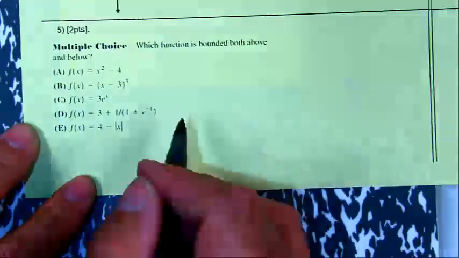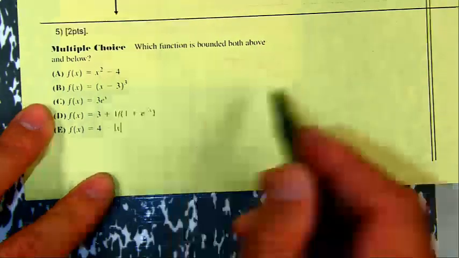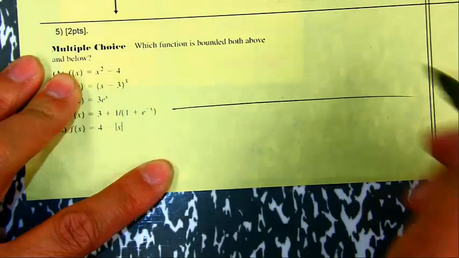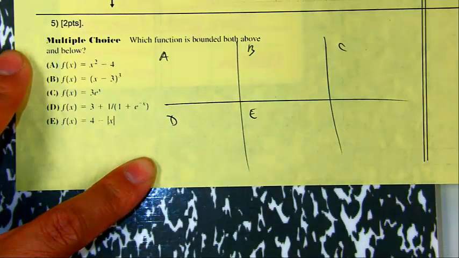Question number 5, which function is bounded both above and below? So if you just draw yourself some graphs, and hopefully you memorize that. A, B, C, D, E. Let's get some different colors in here.